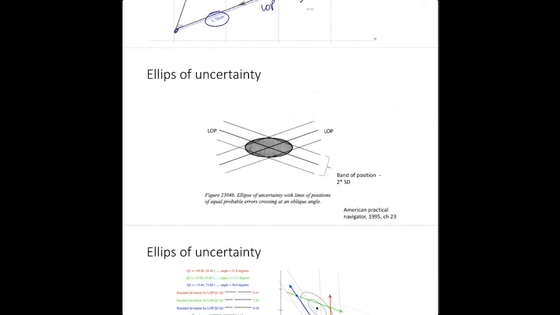Another way of talking about errors with regards to lines of position, with equal probable errors and equal standard deviations, is the ellipse of uncertainty. In this case you see that you have two lines of position, this one and that one, with the same standard deviation. So you can consider this line of position as a band of position, with the standard deviation on the one side and the standard deviation on the other side. For the other line of position, you do the same thing, and then the most probable position will be somewhere in this ellipse of uncertainty that you can construct like this.